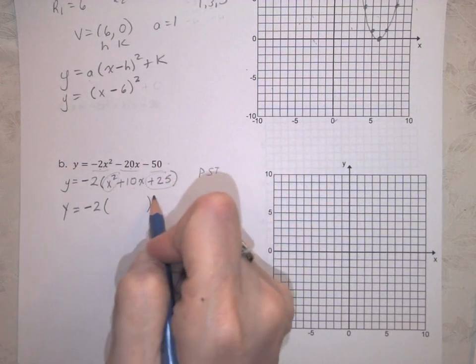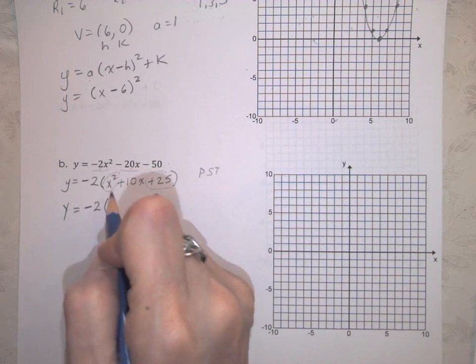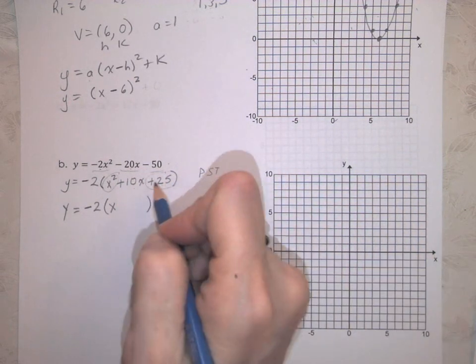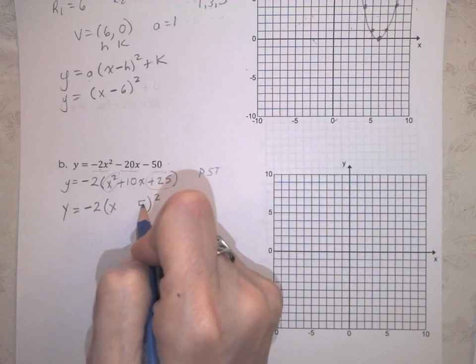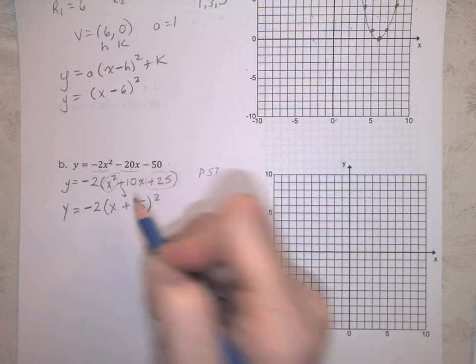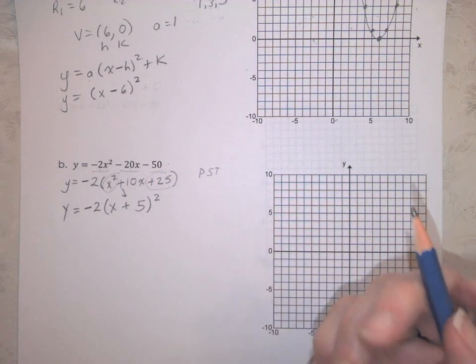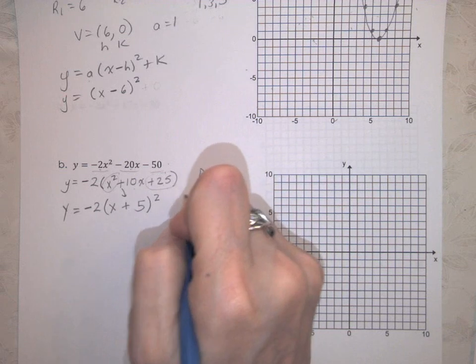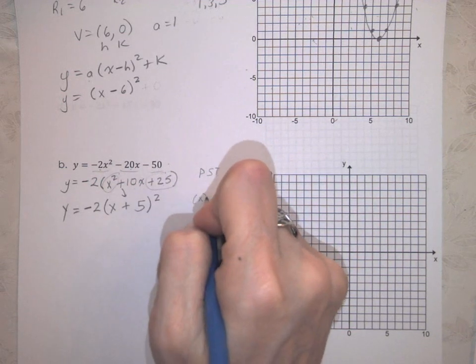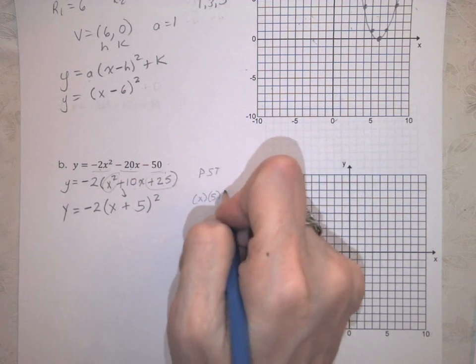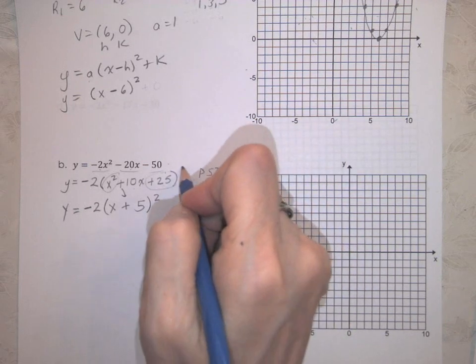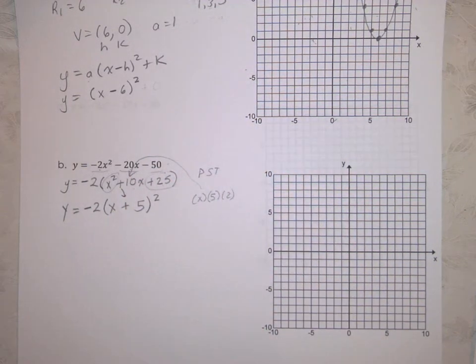If it's a perfect square trinomial, then the square root of x squared goes here, the square root of 25 goes here, and the sign from the middle term goes here. And then our check would be that the first term times the second term times 2 should give you that middle term 10x, and it does. So it was a perfect square trinomial.